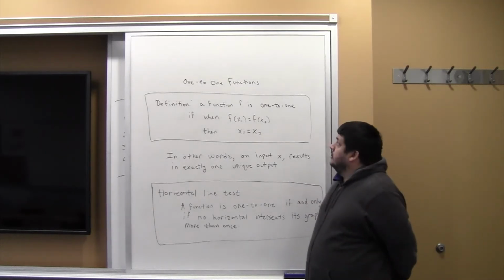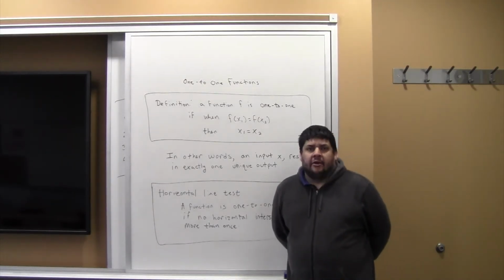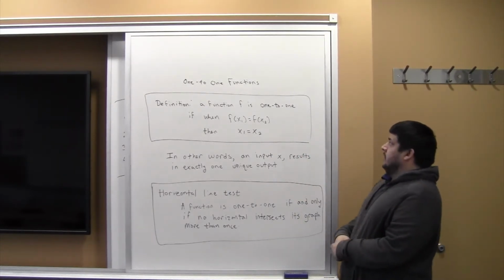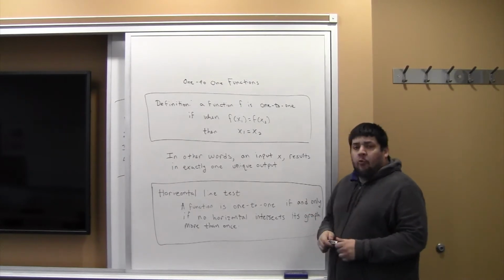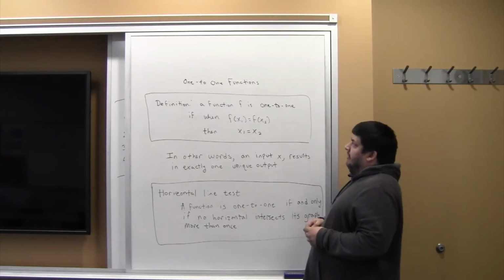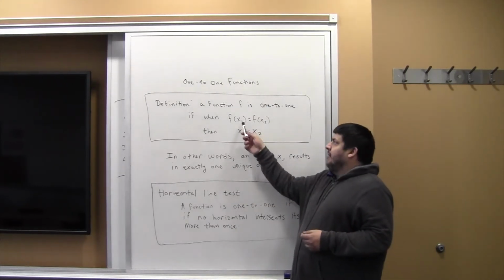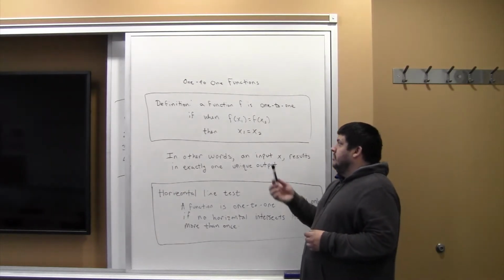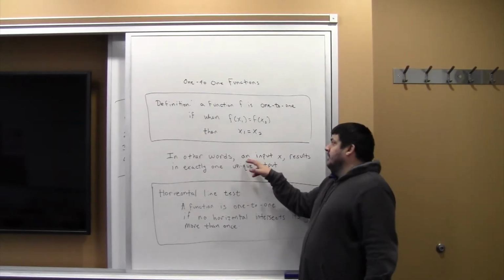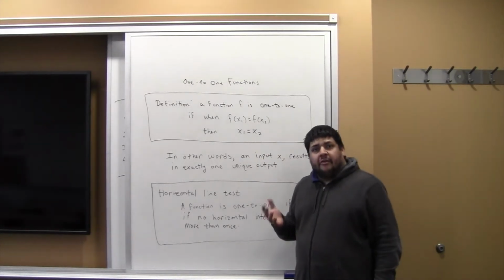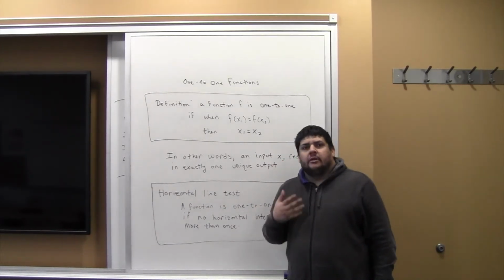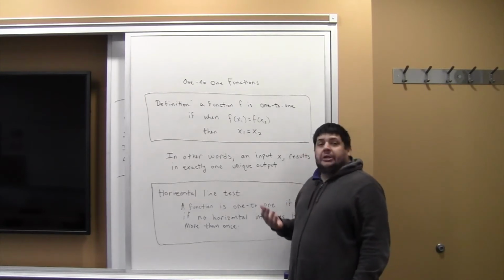Hello, let's talk about one-to-one functions and their inverses. So what I've written here for you is the definition of what a one-to-one function is. A function f is one-to-one if when f of x1 is equal to f of x2, then x1 equals x2. Now what this is saying is that whenever I plug some x value into the function, that needs to result in one unique output.